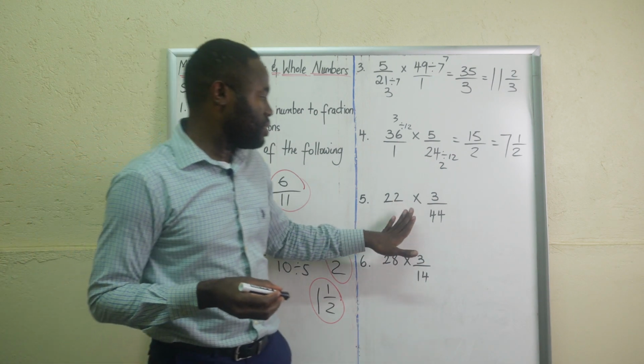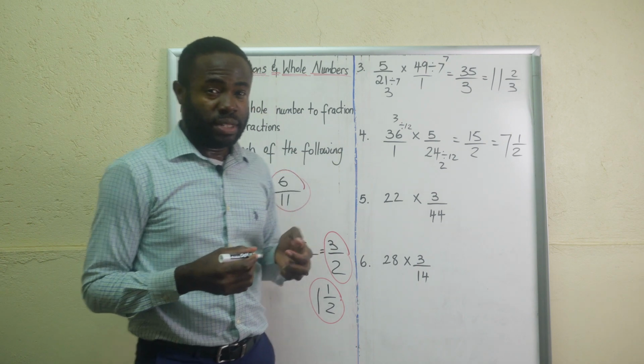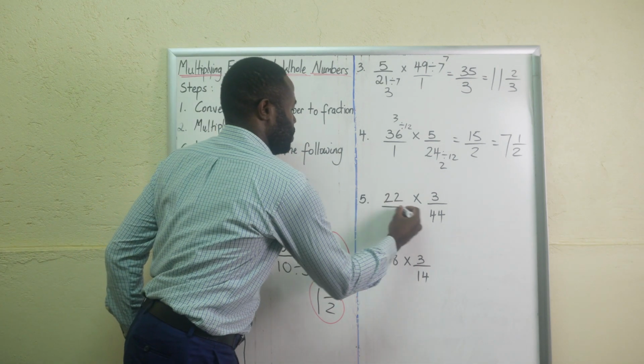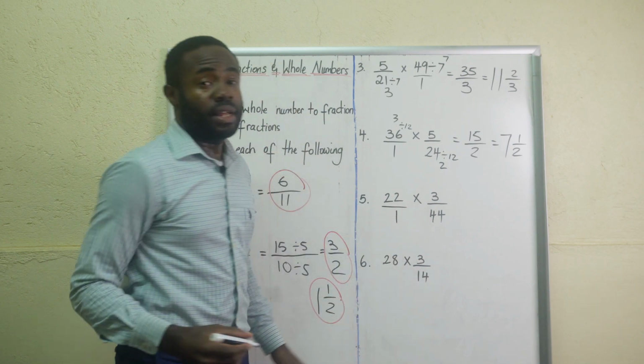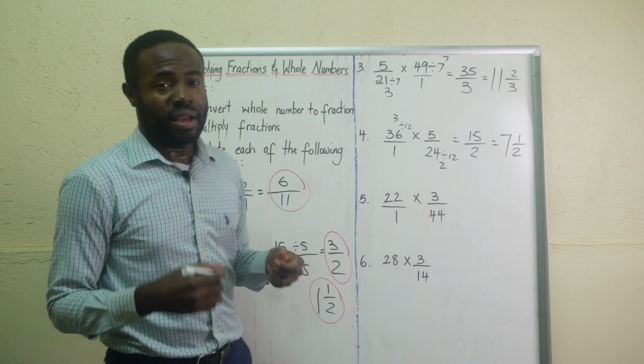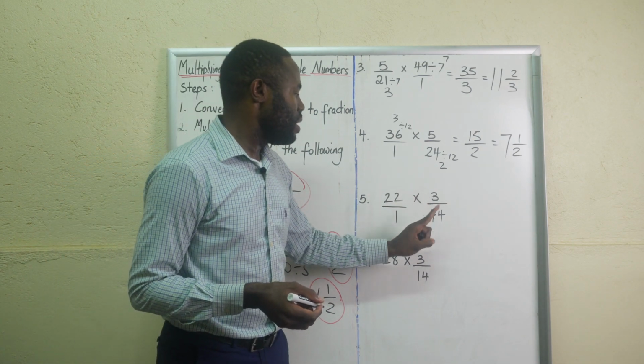All right, let's look at this final question before you get a chance to work. Number 6. The whole number in this case is 22, so we put it over 1. Then we check out our diagonals. We can check the 3 and the 1, can't reduce there. Then we check the 22 and 44.